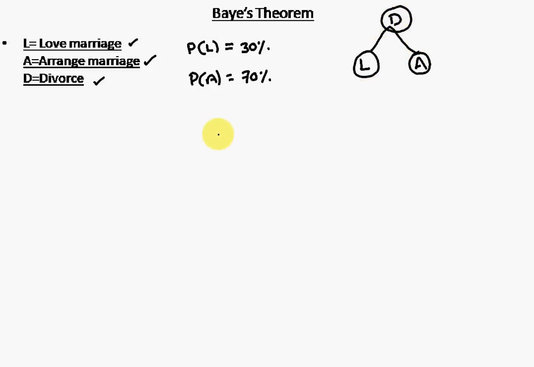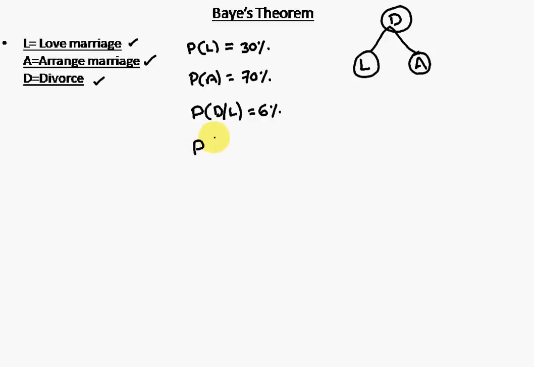In the problem, he is going to give one more data, that is probability of D given L occurs. Let it be 6%. What is the meaning of D given L occurs? Here the event L should happen first, next the D event should happen. If you choose a person in a society and he has a love marriage, what is the probability that he is divorced? This is called the probability of D given L occurs.